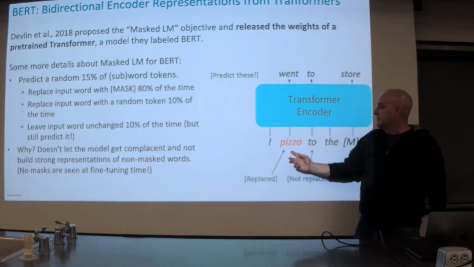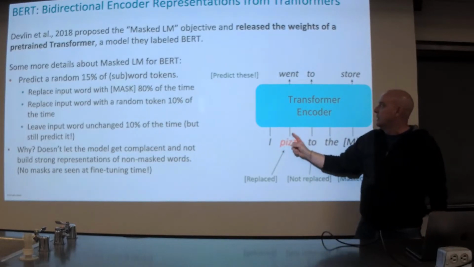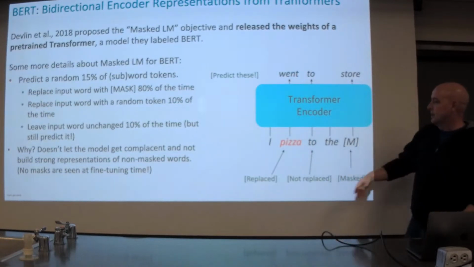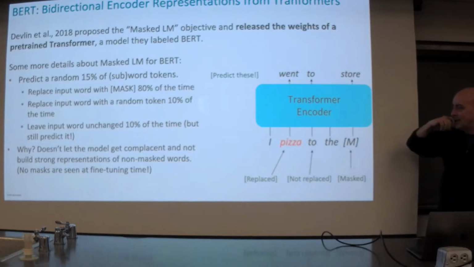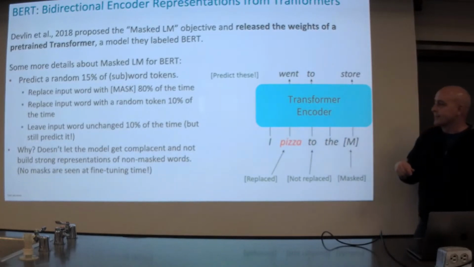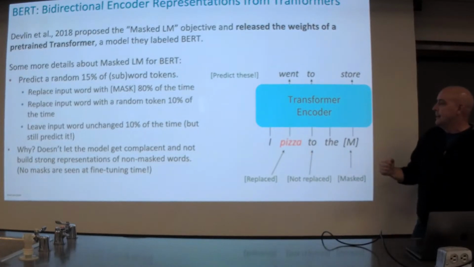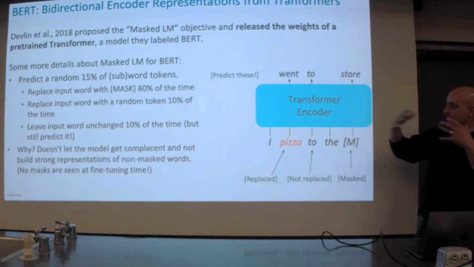So when we replace a token with some random word, we add this to the objective. We need to predict the correct one. So the word was "went," but we put in "pizza." We need to predict "went," despite the fact that "pizza" is here and is going to be part of the encoding.